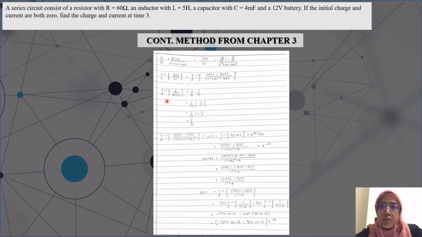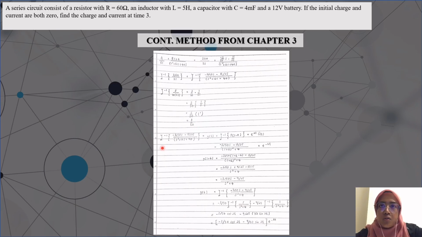Before that, I will find the inverse Laplace transform for 3/10 divided by 5S. And when I refer to the table of Laplace transform, I will get the answer 1/s. I will take 3/10 in front and then multiply by 1/5. And the answer of the inverse Laplace transform for 3 divided by 10 multiplied by 5S is equal to 3/50.